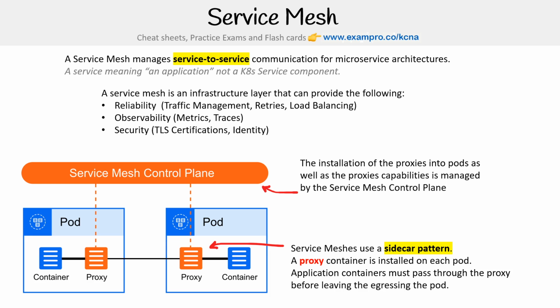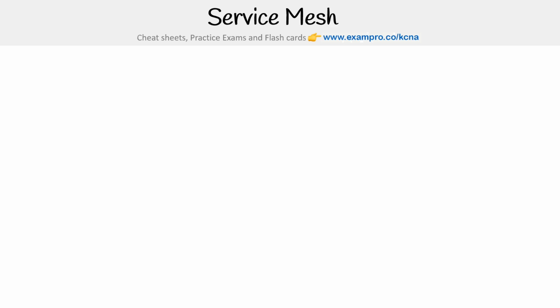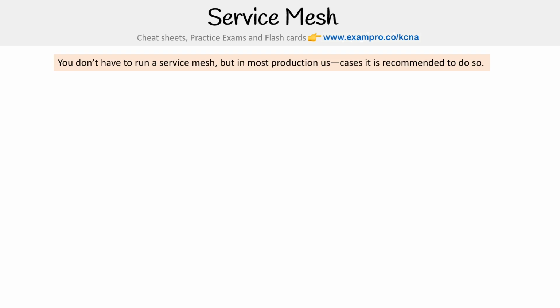When you install a service mesh, this proxy or sidecar will sit beside the container. The container will pass through it, and the proxy can do all sorts of stuff, all these things above. There are a lot of different service mesh implementations. You don't have to run a service mesh, but in most production use cases, there's no reason not to.